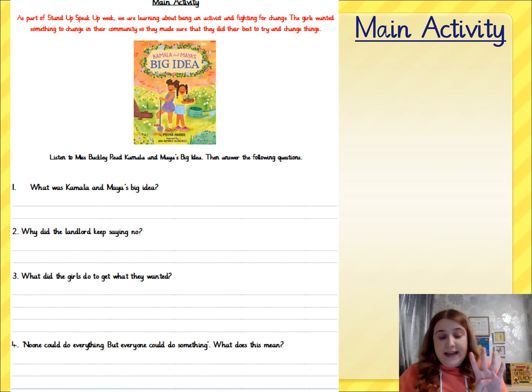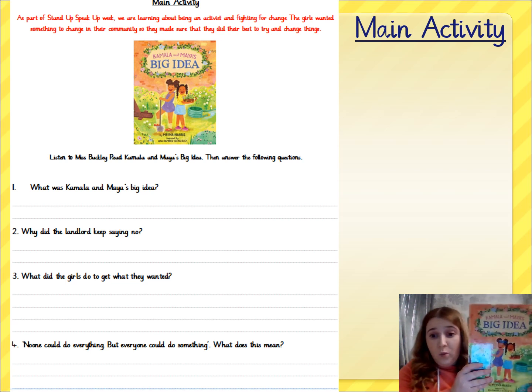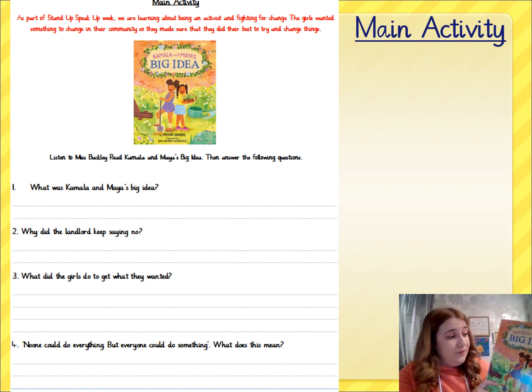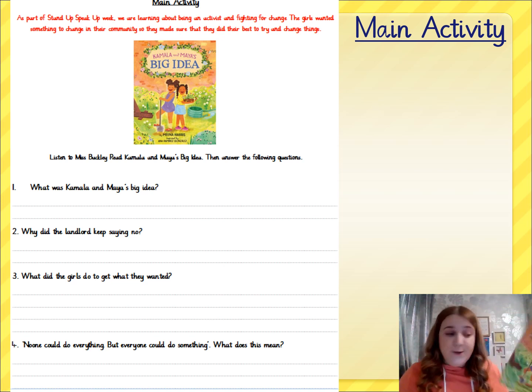And number 4 says, no one could do everything, but everyone could do something. What does that mean? No one could do everything, but everyone could do something. So that means that one person couldn't do it all by themselves, could they? One of the girls couldn't have had that idea alone and done something about it. They had to involve everybody so that it was done.